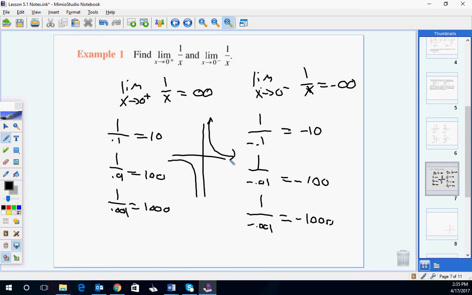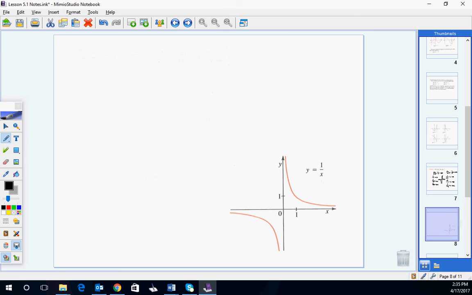So is x equals 0 a vertical asymptote? Yes, because from the right it was infinity and from the left it was negative infinity. Exactly, it still is to us. It's still not crossing there. Okay, good. And I put the picture on this one. That's the picture a little bit better.